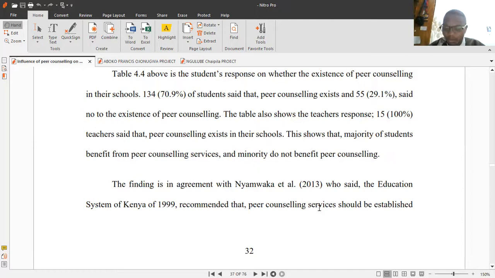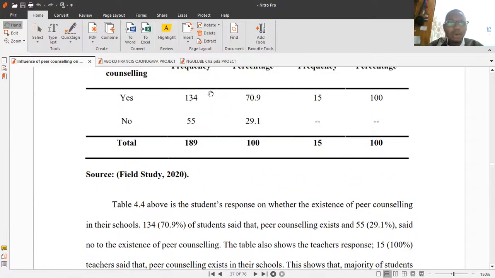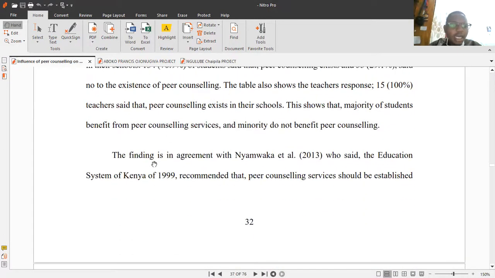If I had, for example, a situation where all these students, 134, had said no, there is no peer counseling, and even teachers had said no peer counseling, and then 55 had said yes, there is peer counseling, you already know that. How is it that the majority are saying no and the minority are saying yes? And here you would say this finding is not in agreement. First of all, I would say this shows that the majority of students benefit from peer counseling service, and the minority do not benefit.